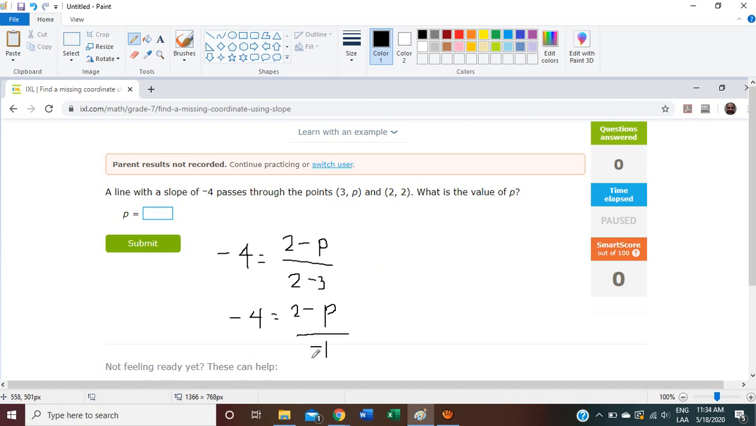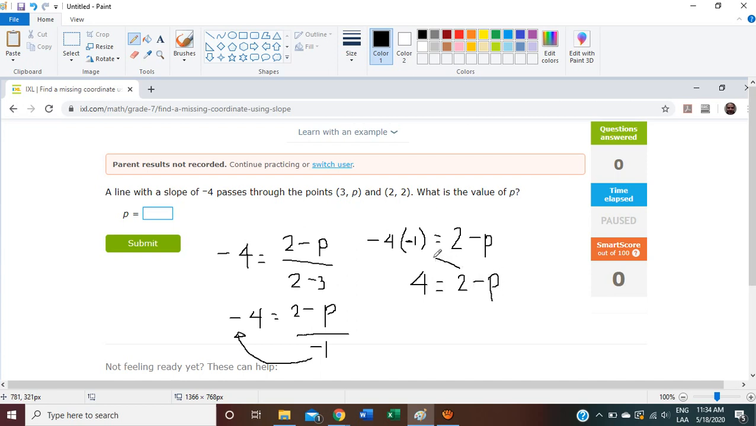So this negative 1 is going to the other side of the formula. It is dividing, now it is going to be multiplying. So negative 4 times negative 1. Remember, only when it is adding or subtracting, they are going to change the symbol. It's not just changing the symbol, it's changing the operation. But in here, it is not subtracting, it is dividing, and it is negative, so the symbol remains with the number. Equals 2 minus p. So negative times negative equals positive. 4 times 1 equals 4 equals 2 minus p.